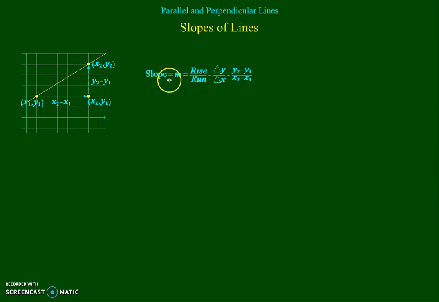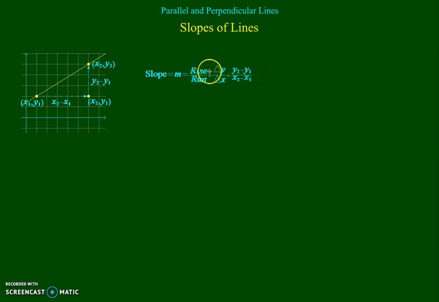So the first concept is slope. Slope in this country is given by M. In other countries they use other letters, but we use M for slope here. And slope is rise over run, which is the change in y. This triangle here is the Greek letter delta, which means change in. So the change in y divided by the change in x. And the change in something is generally represented as a difference. So the difference of the y's divided by the difference of the x's.